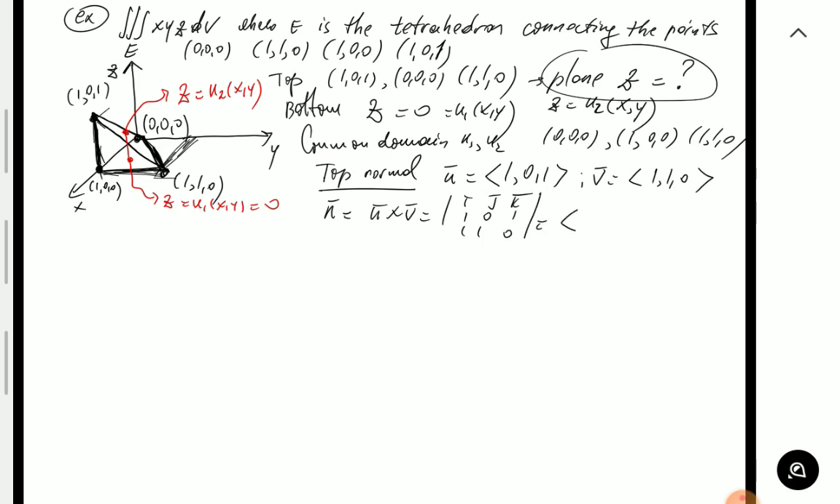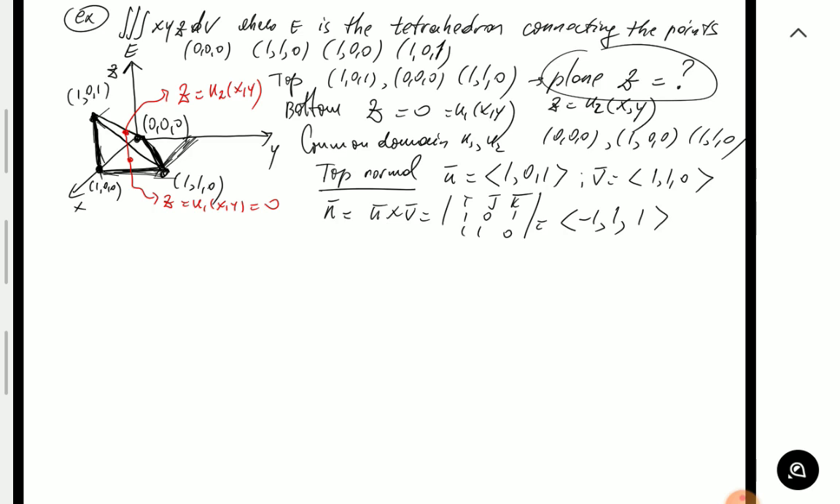Let's do the cross product. That's 0 minus 1, the first component. And then the middle component, 1 times 0 minus 1 with another sign change, that's 1. And the last component is 1 times 1 minus 0, which is 1. So the normal is (-1, 1, 1).